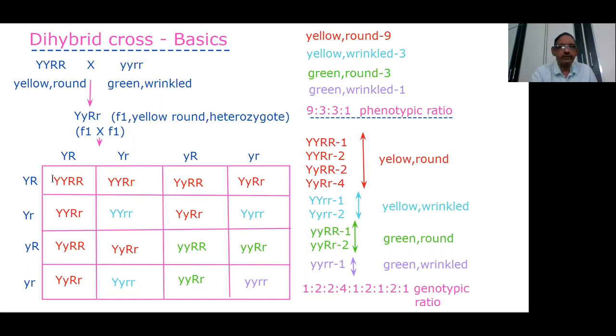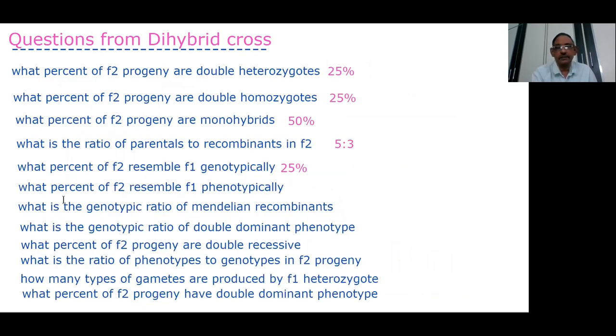But in the question, what is asked? Percent. What is the percent of 9 by 16? If my calculation is correct, 9 by 16 is 56.25%. 56.25% resemble F1 phenotypically. What is the genotypic ratio of Mendelian recombinants?